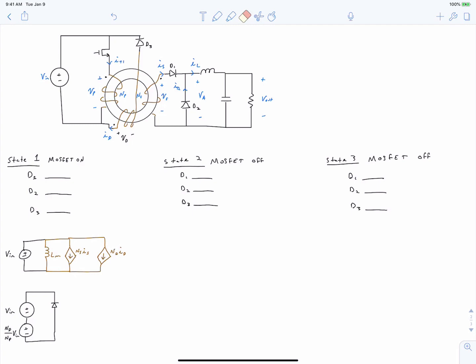So this diode is D3, and we now have determined the state of it. D3 is clearly off because it is reverse biased.